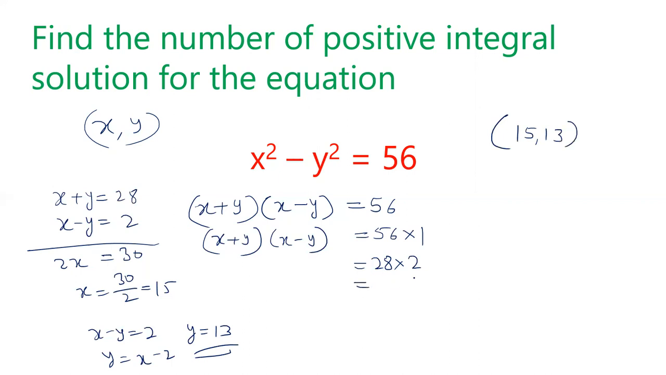Now let's take another pair, 4 into 14. 14 fours are 56. If I take 14 and 4, again I get an even sum, 18, and 18 by 2 is 9. And x minus y is 4, so y is x minus 4. 9 minus 4 is 5. So another pair which we can get here is 9 and 5.